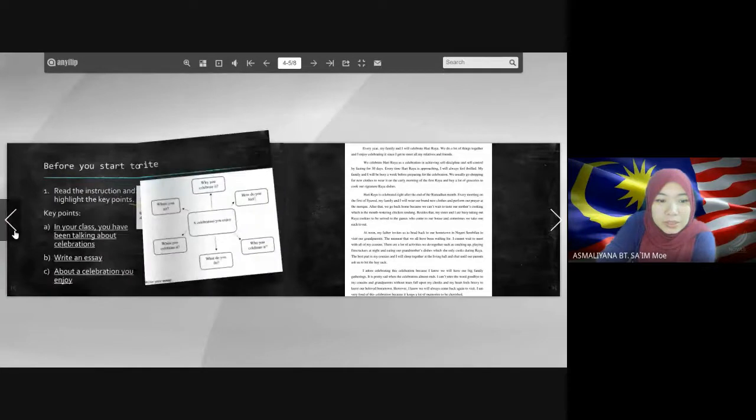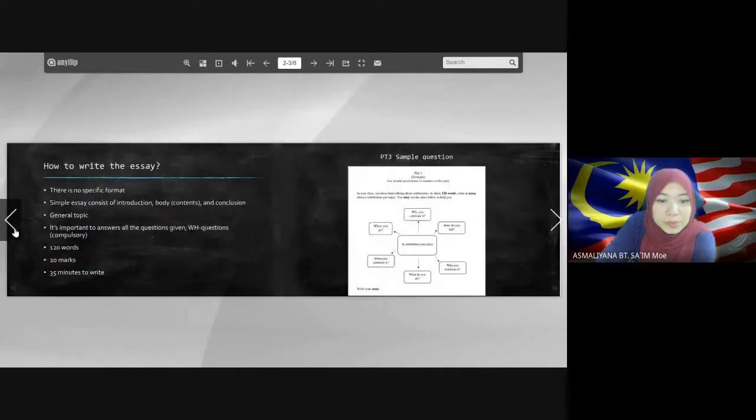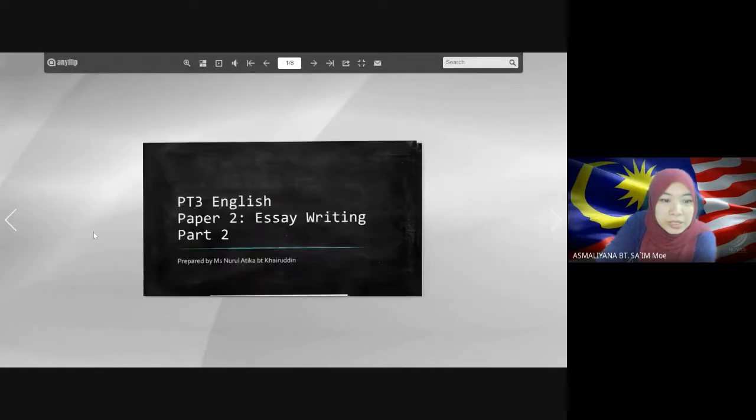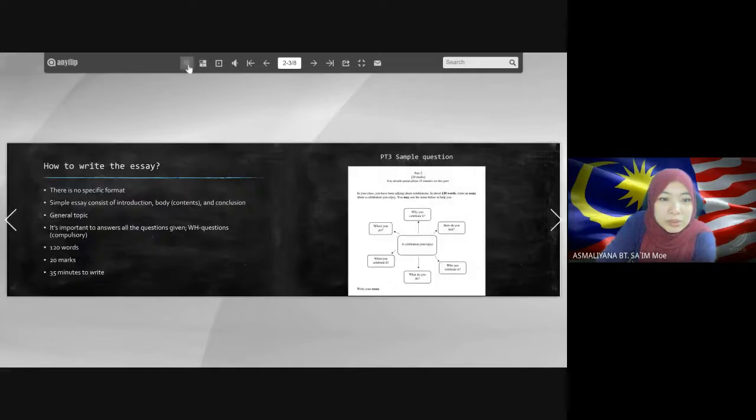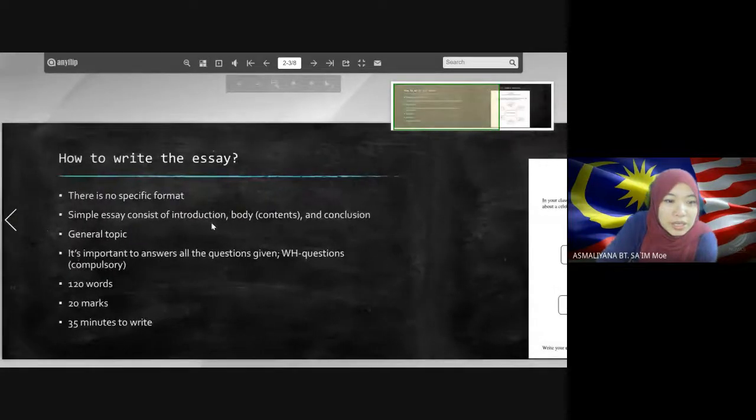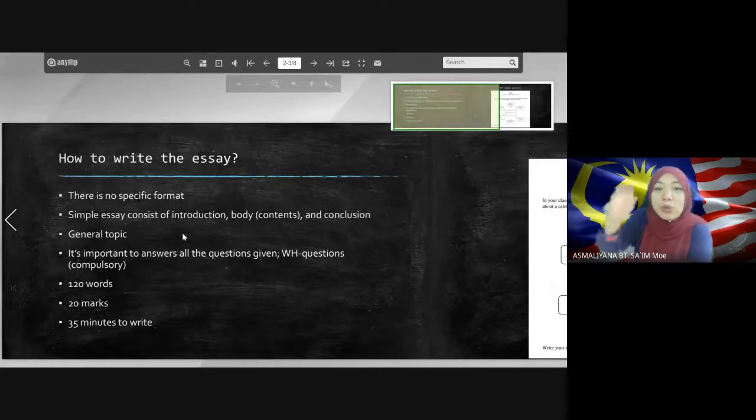Alright, now nak tunjuk macam mana. Okay, there is no specific format. Kalau writing essay ni tak ada format apa-apa. Tak perlu ada tajuk atas, tak perlu ada ni. You just need to write macam cikgu tunjuk contoh tadi kan. Simple essay consists of introduction, body and conclusion. Mesti ada. Kena tulis paragraph tak? Yes, kena tulis paragraph.